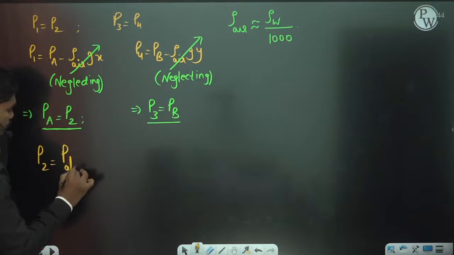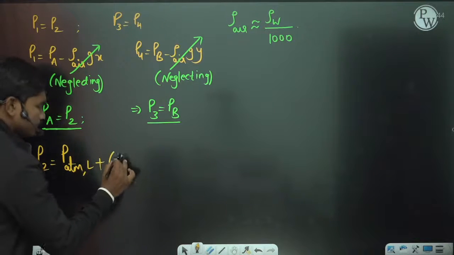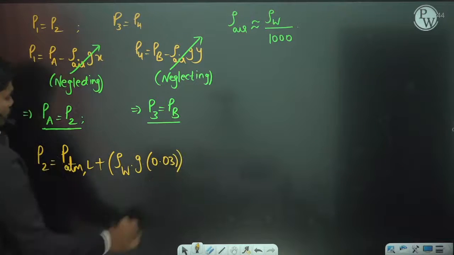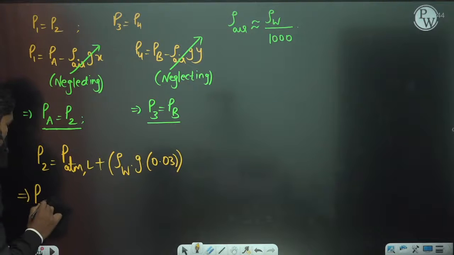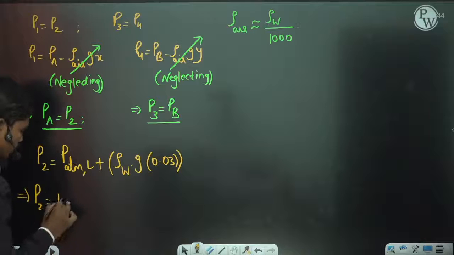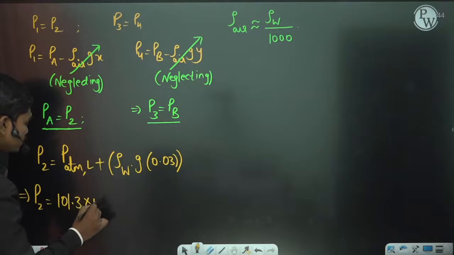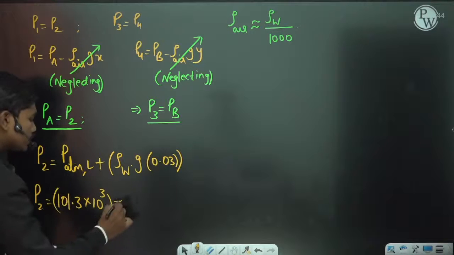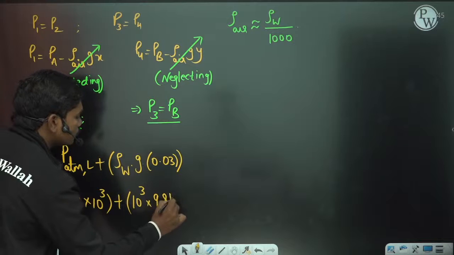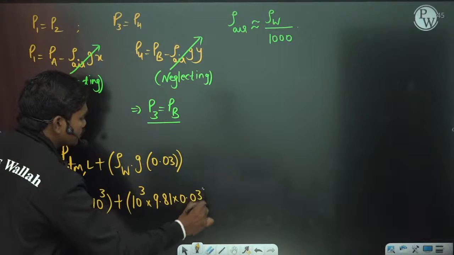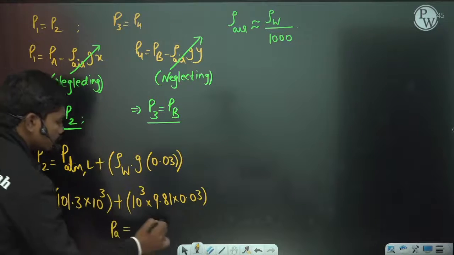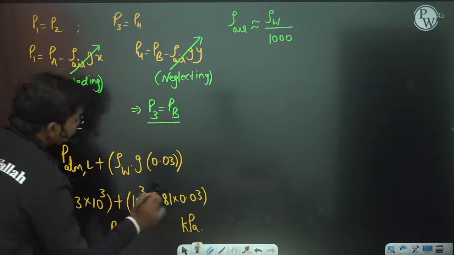PATM local plus the pressure head due to 3 centimeters of water column, which is 0.03 meters. Let us calculate this value of P2. How much is P2 here? The given local atmospheric pressure is 101.3 kilopascals. So 101.3 into 10 cube plus density of water 10 cube into 9.81 into 0.03. So we have these many pascals as P2. The options are in kilopascals, so you can convert this into kilopascals.